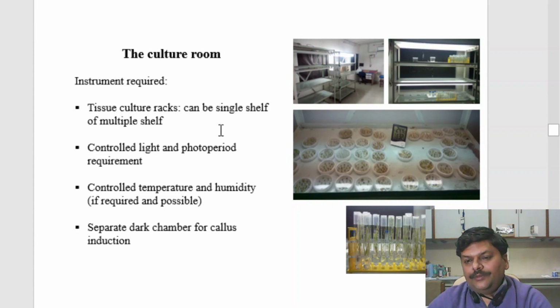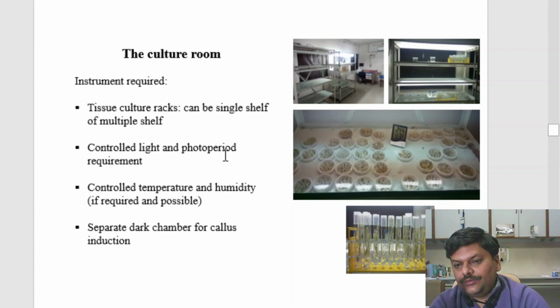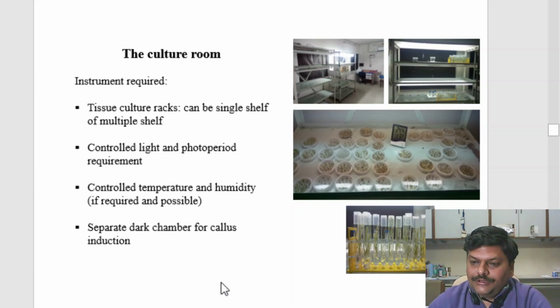Then the third important part is the culture room. If you remember, in the first slide I told you that plant tissue culture is a game of three things: explant, nutrient media, and the growth conditions. So the culture room is the place where we provide proper growth conditions in terms of three major things. First is humidity, second is intensity as well as duration of light, and third is temperature. And most of the time we also try to mimic a day-night rhythm for our plant tissue culture practices.